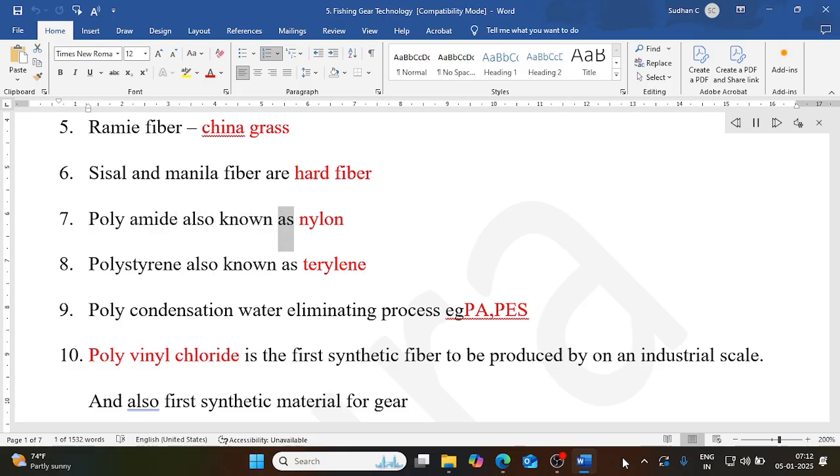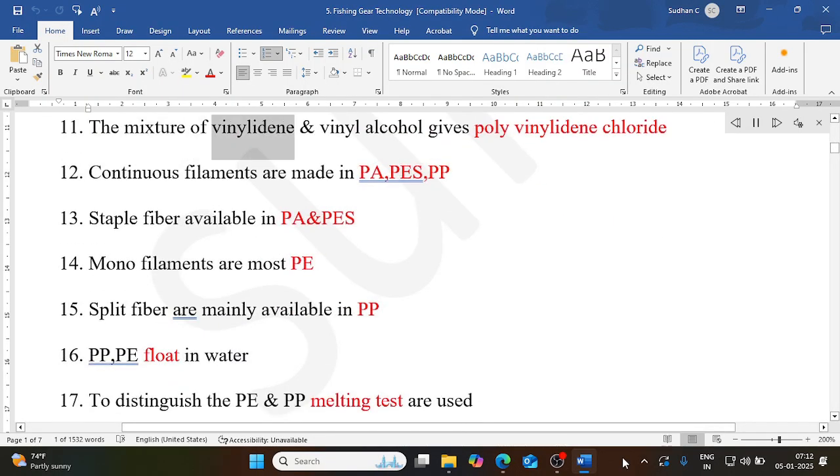Polyamide is also known as nylon. Polyester is also known as terylene. Polycondensation is a water-eliminating process, e.g., PA. Polyvinyl chloride is the first synthetic fiber to be produced on an industrial scale, and also the first synthetic material for gear. The mixture of vinylidene and vinyl chloride gives polyvinylidene chloride.